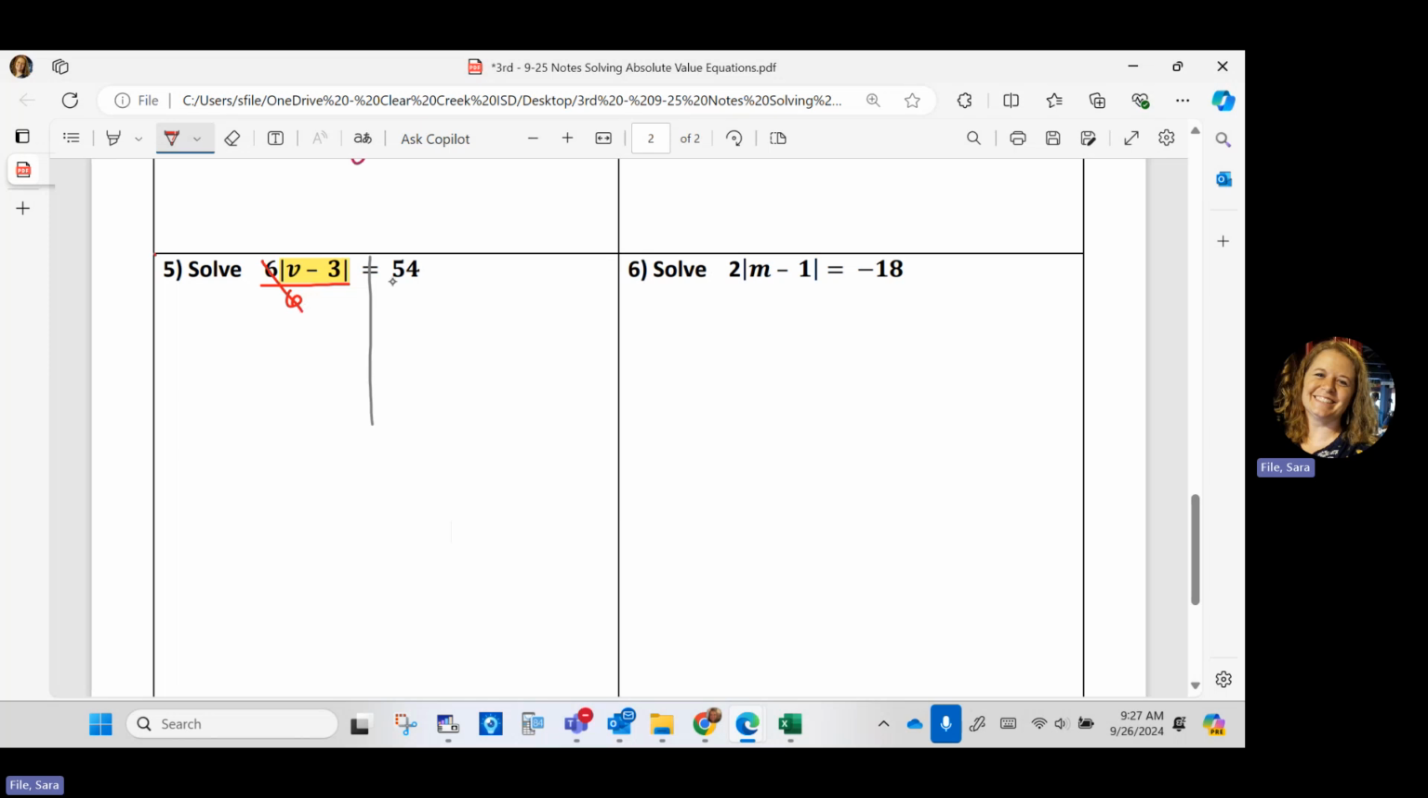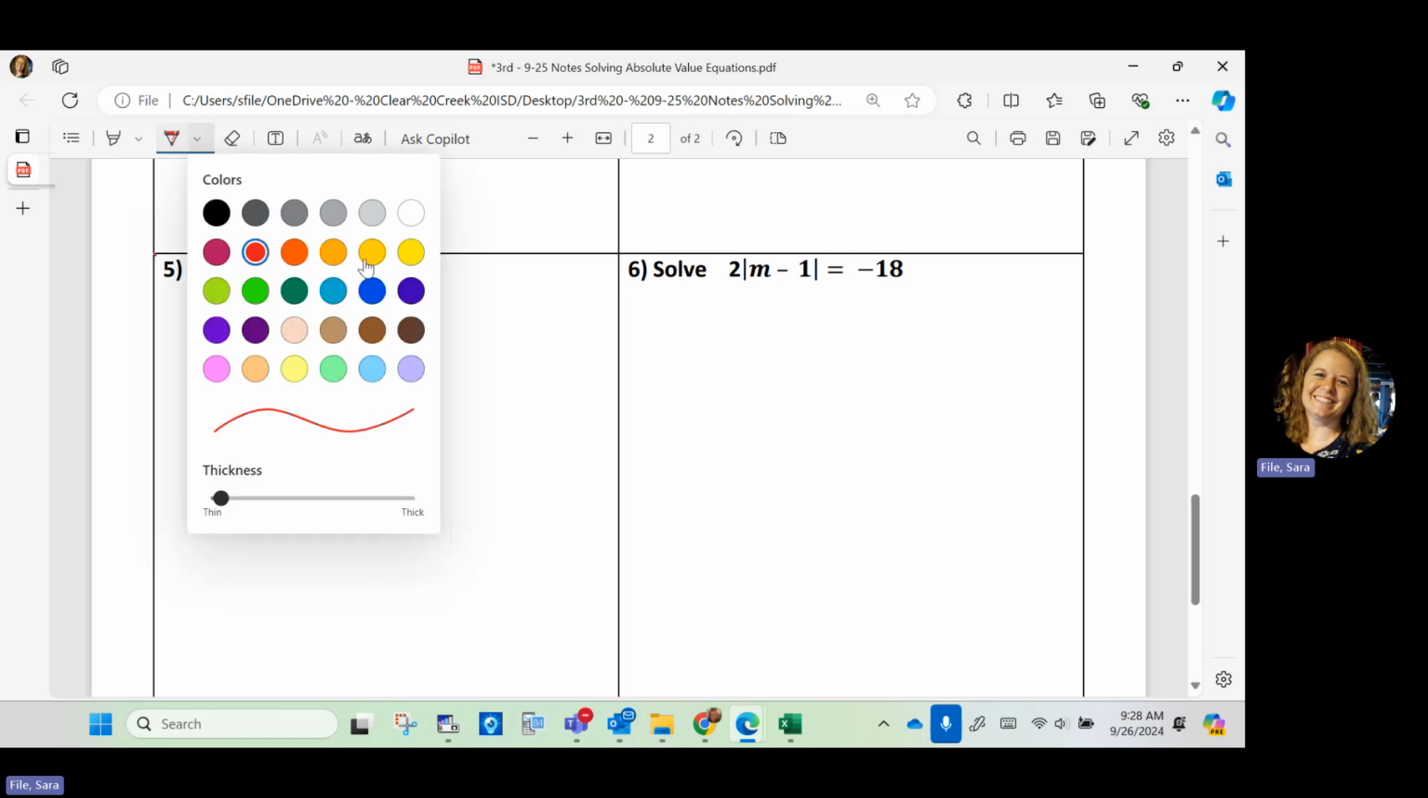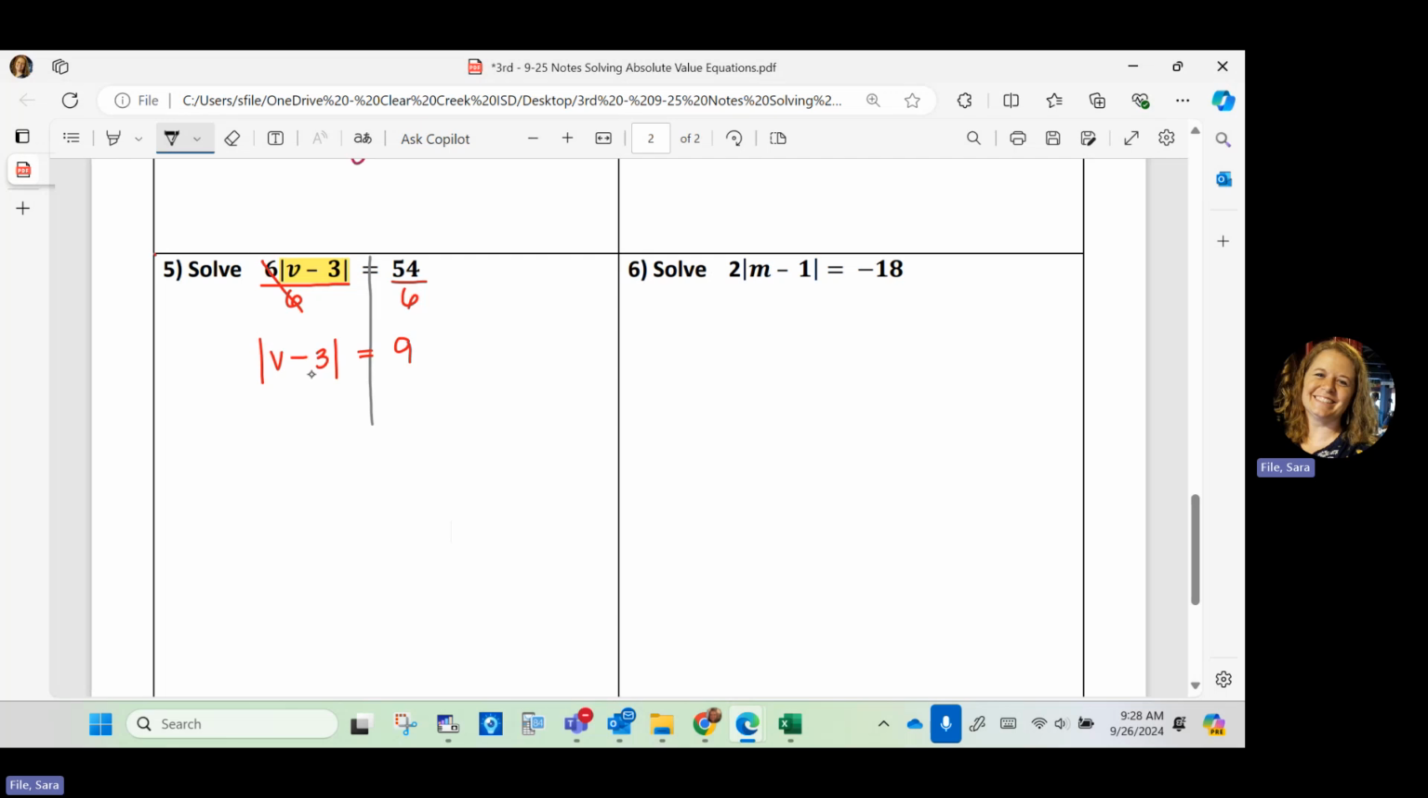And what I do to one side, I do to the other. So I end up with v minus 3 as the absolute value equals, what's 54 divided by 6? 9, good. All right, so now I've isolated, okay, and it's set equal to a positive. That means I'm going to have two solutions. That's good. So I'm going to split this. I'm going to take the inside, which is v minus 3, and I'm going to set it equal to positive 9, and I'm going to set it equal to negative 9.